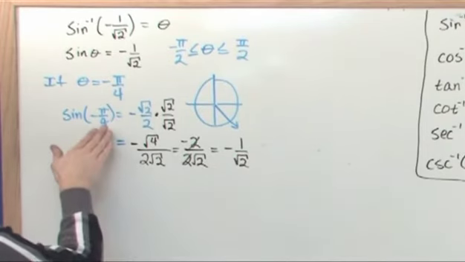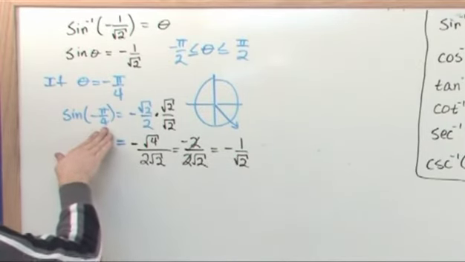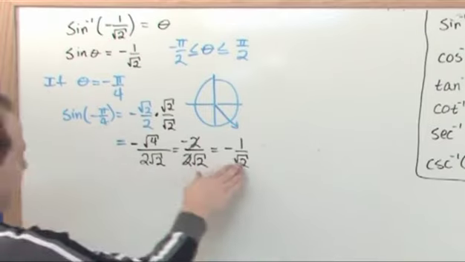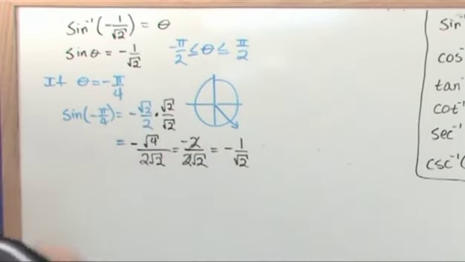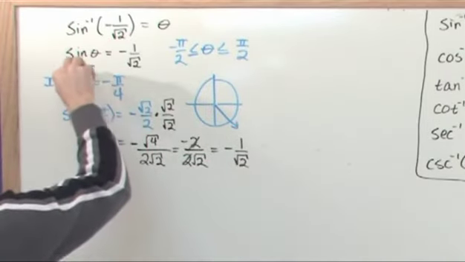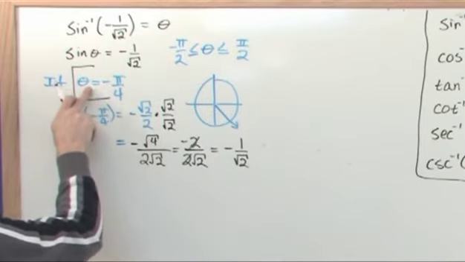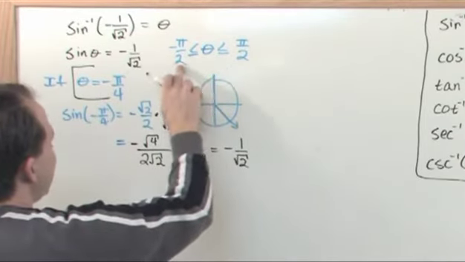Okay? So if you pick negative pi over 4 for your angle, and you take the sine of it, you will get what you were supposed to get, which is negative 1 over root 2. And you have to always make sure the angle that you chose is in the angle range here.